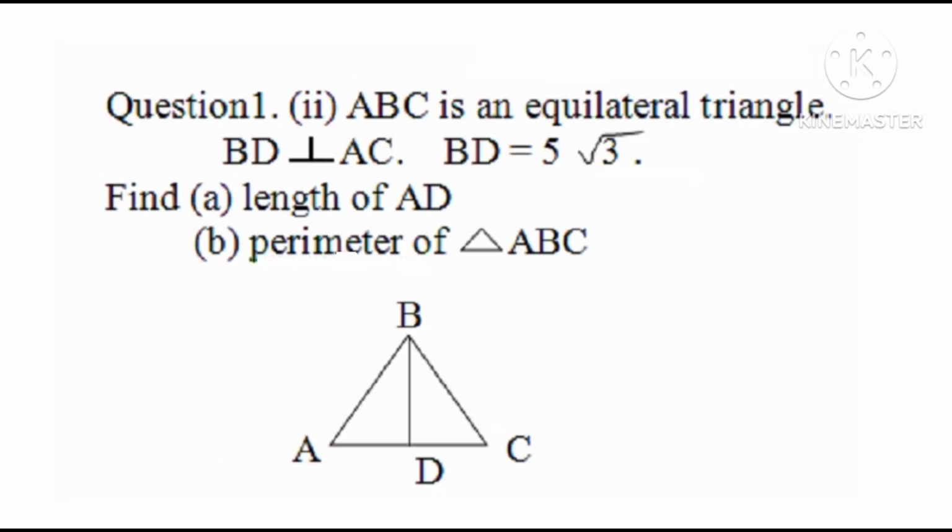Question 1.2. ABC is an equilateral triangle. BD is perpendicular to AC. BD equal to 5 into square root of 3. Find A. Length of AD, B. Perimeter of triangle ABC. Here it can be seen that ABC is an equilateral triangle. Therefore, angle A is equal to 60 degrees. Length of BD is given. Hence, AD can be found using tan 60 degrees formula. Further, triangles ABD and CBD are congruent by RHS rule. Therefore, AD is equal to DC. Hence, AC is equal to 2 times AD.